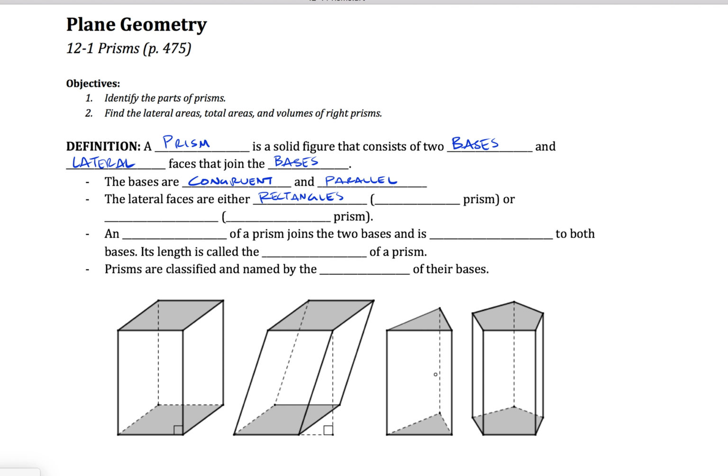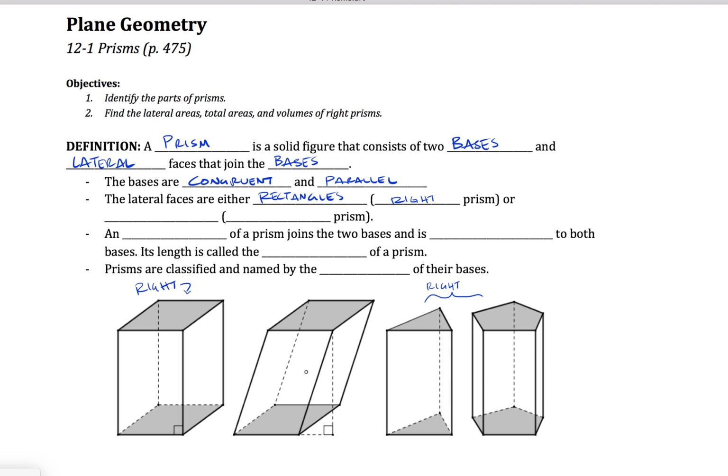Now, because this first one as well as these last two have rectangular lateral faces, we call them right prisms. So that one's a right prism, and both of those are considered right prisms, right? So those are called right prisms.